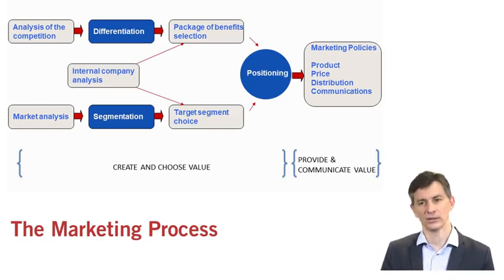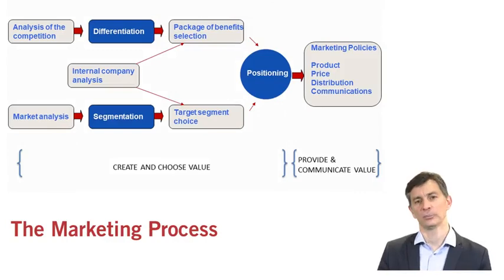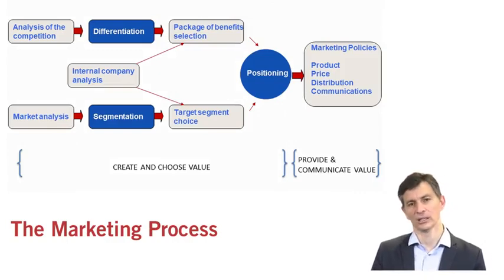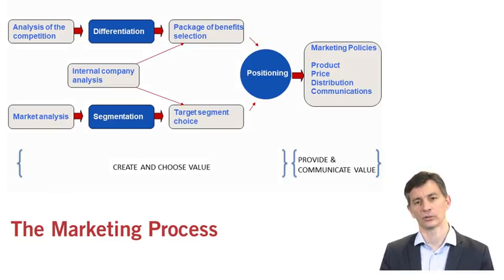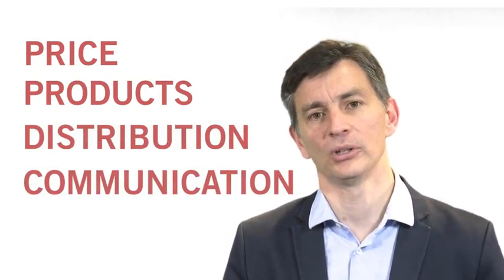Now, once the differentiation and the segmentation are done and the package of benefits has been selected, in essence, we have already defined the value proposition for that specific target segment. Up until this point, the company has only been able to create value for consumers. Positioning is the process by which that value gets delivered and communicated, and it includes the well-known 4 P's of marketing that have to do with pricing, products, channels of distribution, and eventually a communication strategy.